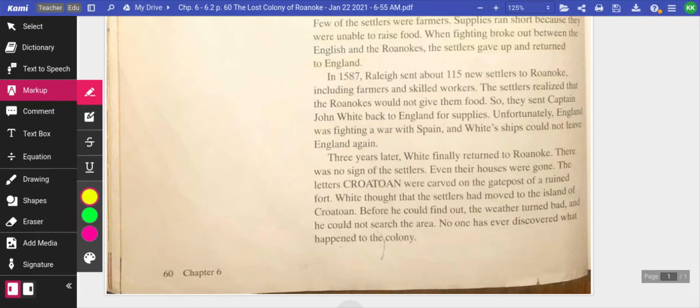And actually, I have to go back up. Number one is Spain. Sorry about that, guys. So let's take a look here. In the 1500s, Spain was one of the most powerful nations. In England, Sir Walter Raleigh believed that colonies in North America could make his country richer and more powerful too. Sailors landed on an island near present-day North Carolina that they called Roanoke. A colony was started on the island, but when food was scarce and fighting broke out, the settlers gave up and returned to England. More settlers were sent, including farmers and skilled workers. They sent Captain John White back to England for more supplies, but due to war with Spain, his ships got stuck in England. When he finally returned to the island, there was no sign of the settlers except for the word Croatoan carved into a gatepost. No one has ever discovered what happened to the people there.